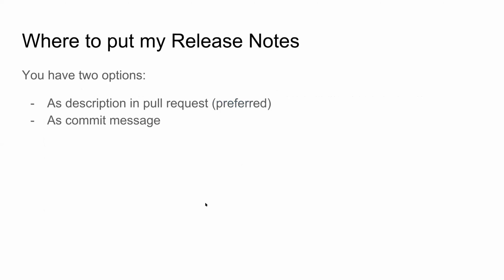Okay, so now that we know how the syntax looks, where do I put the release notes? There you have two options: either in a pull request, as Rafael showed, which is the preferred option, or you can also put your release notes in a commit message. And here, for example, is a snippet of a release note of the Gardener component.